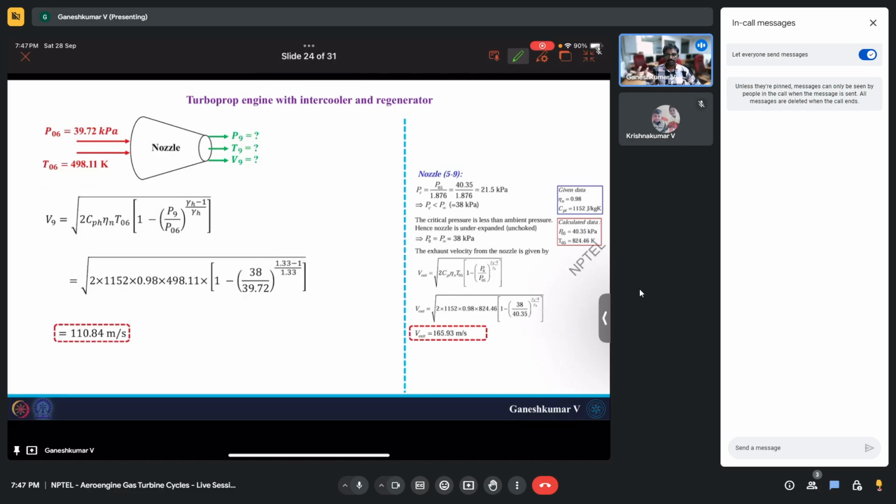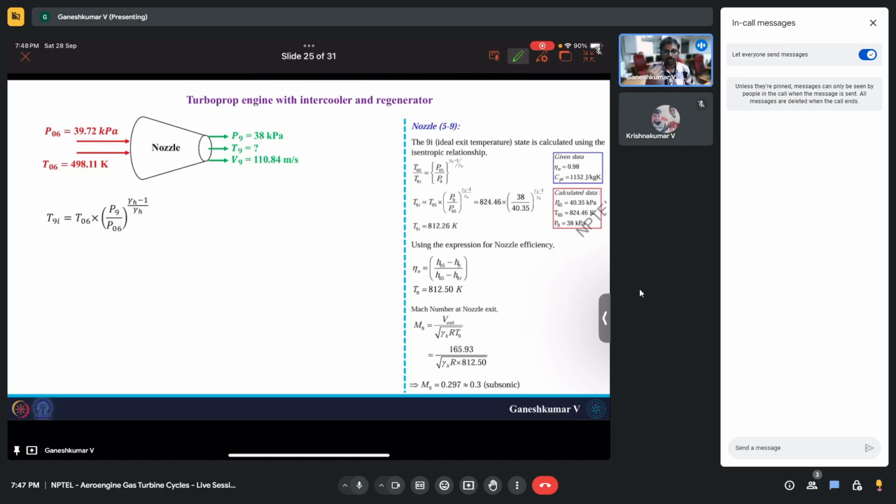You can find the exit velocity to be 110.84 meters per second, whereas in the lectures we got 165.93 meters per second. So there is going to be some balance because of intercooler and regenerator. You might have generated a lot of power for the propeller. However, you must have lost the power in terms of core stream. Okay, that is what you are seeing here.